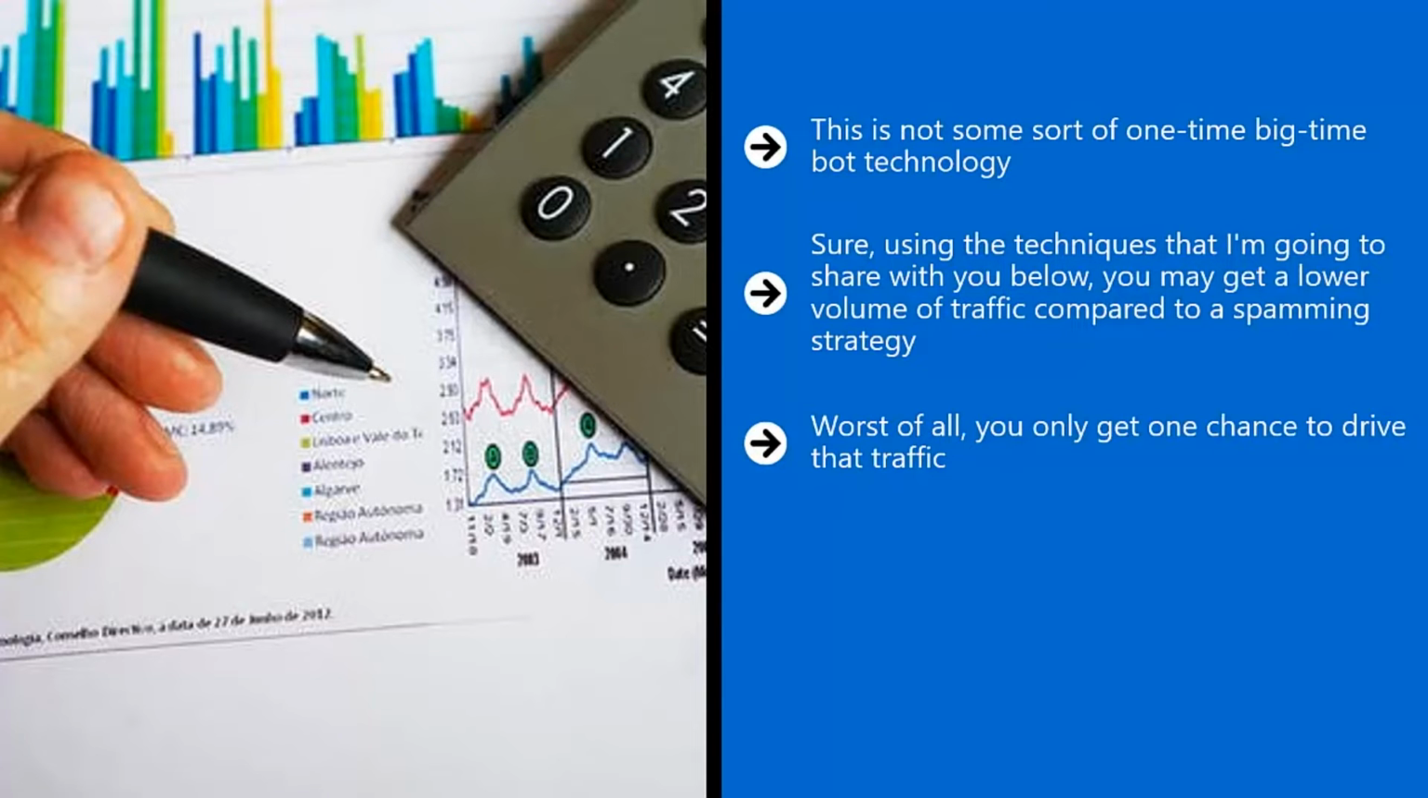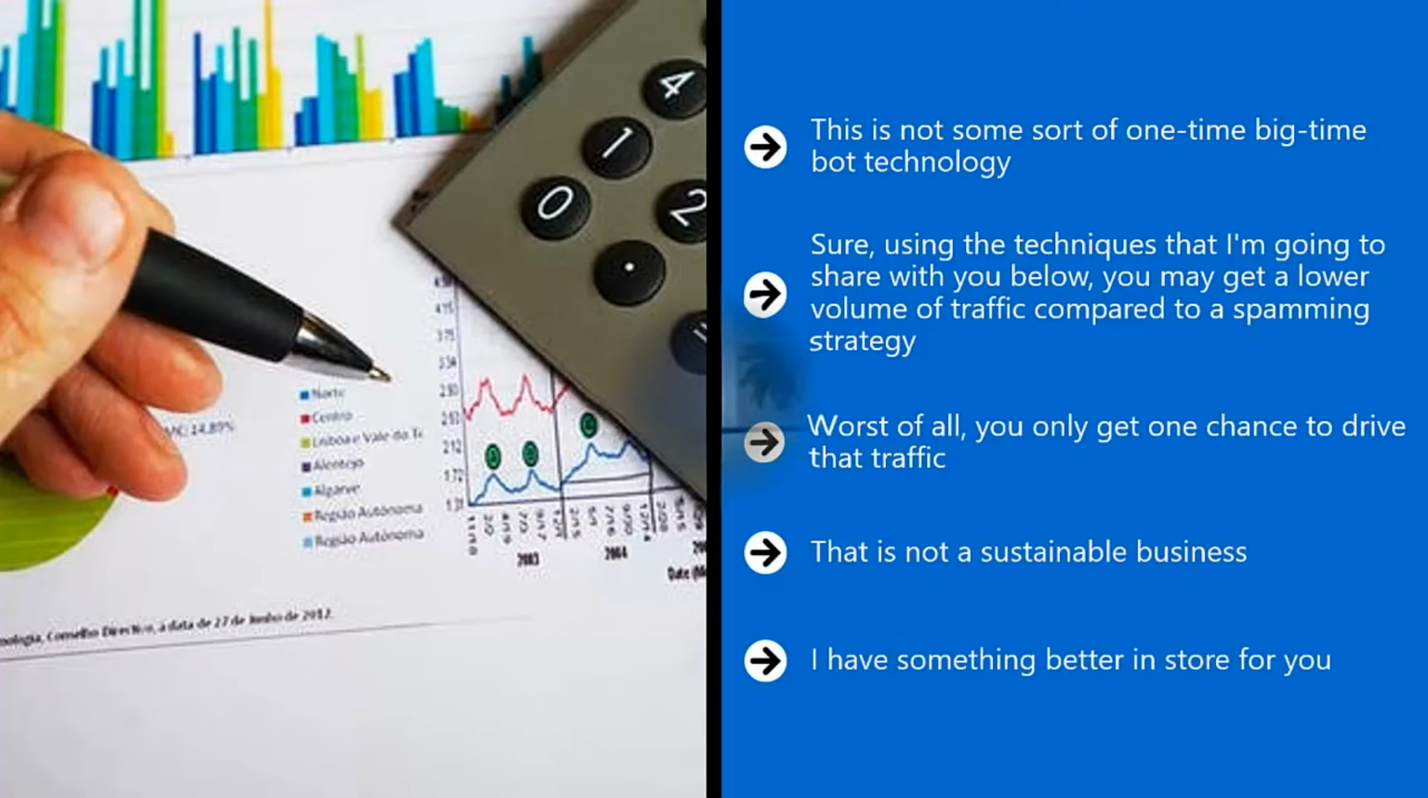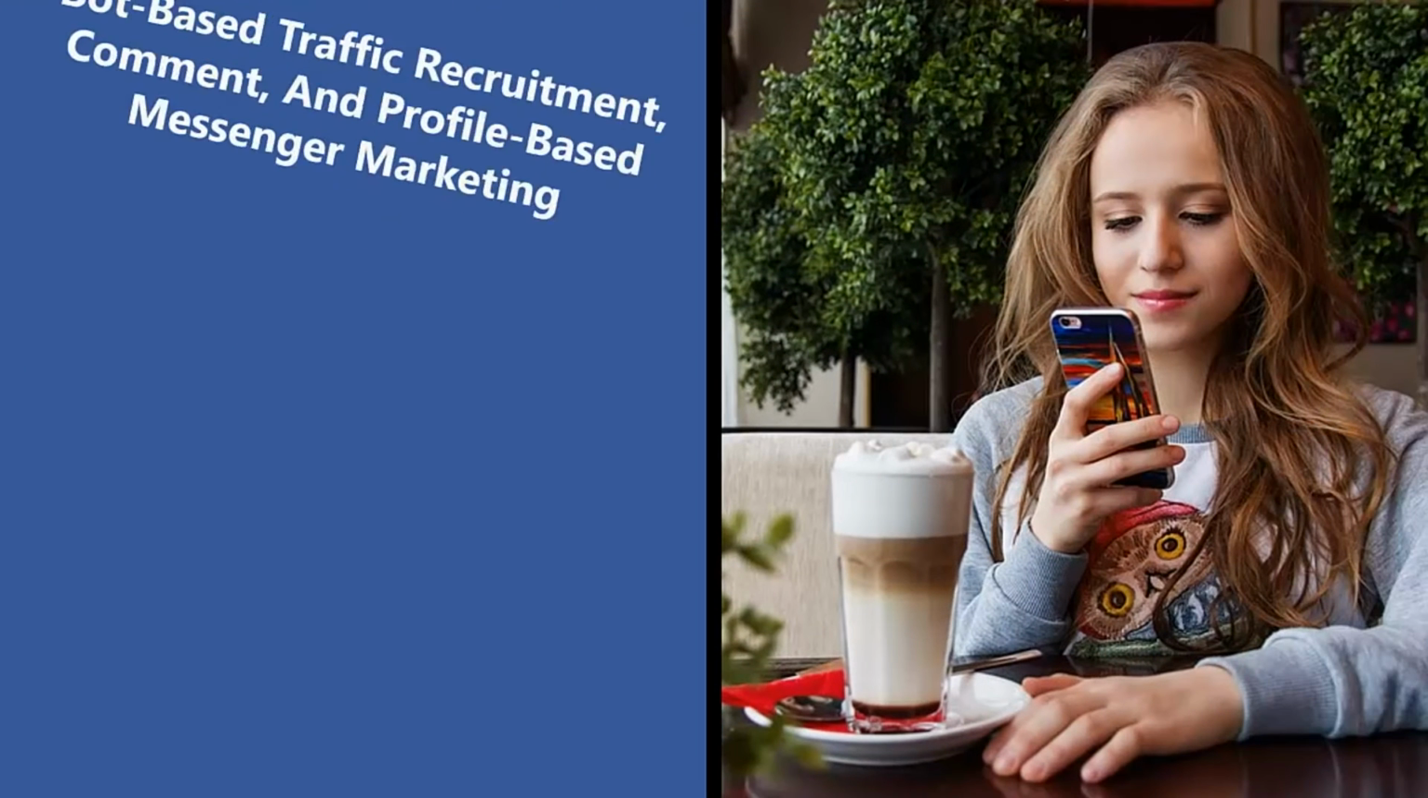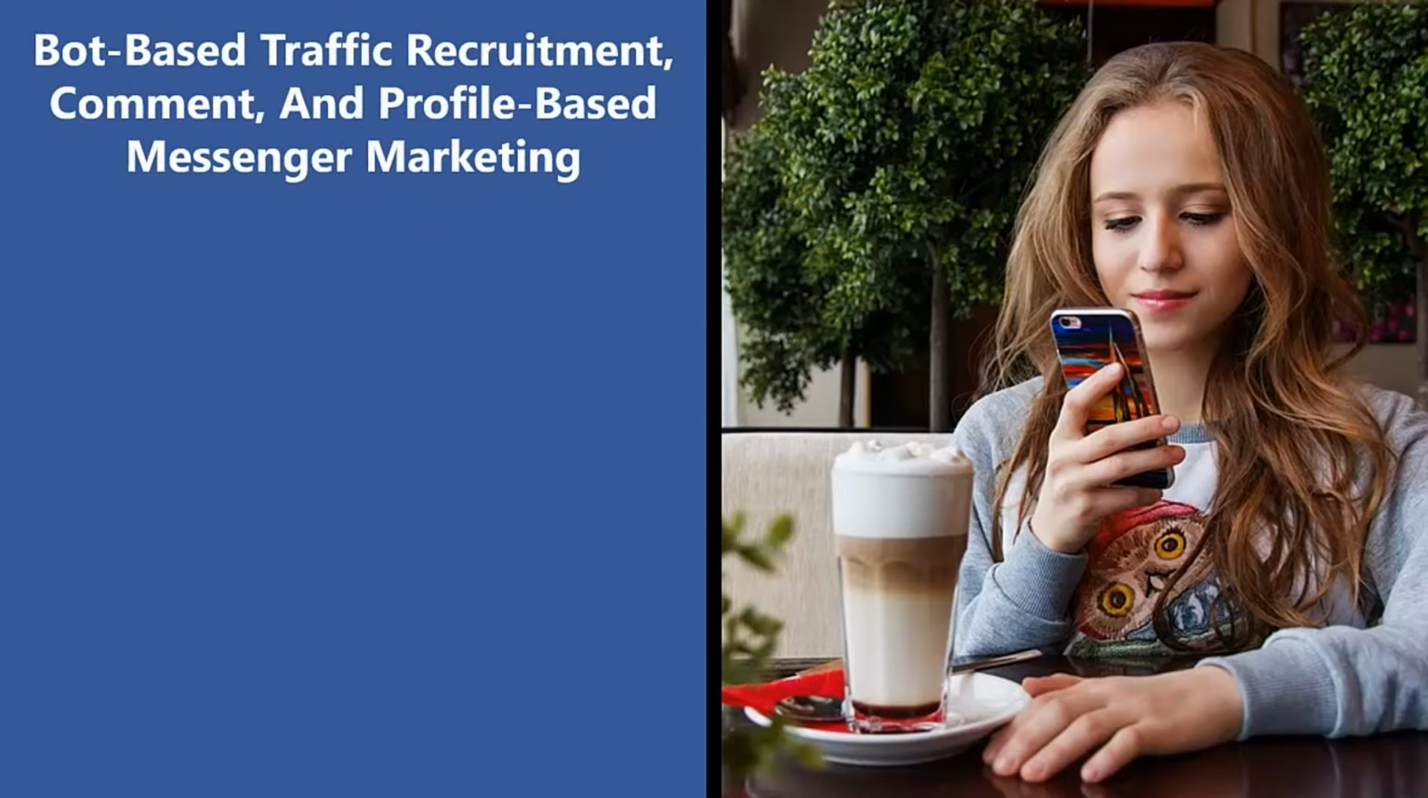After Google has banned those accounts, you then buy new accounts and start over again, and on it goes. That is not a sustainable business. That is not how you build the kind of online brand that would withstand the test of time. I have something better in store for you. Keep watching. Bot-based traffic recruitment, comment, and profile-based Messenger marketing.